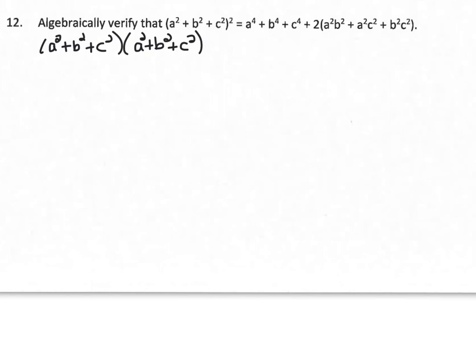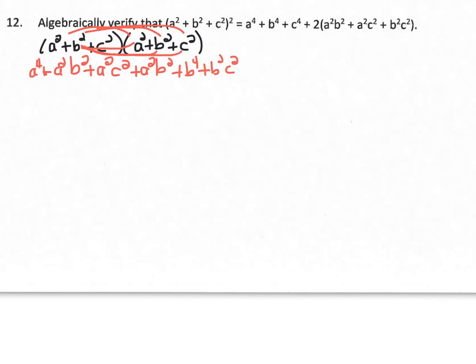So let me distribute the a squared to all 3 terms. So when I do that, a squared times a squared is a to the 4th. A squared times b squared is a squared b squared. And a squared times c squared is a squared c squared. Okay, now let me distribute my b squared to all 3 terms. So b squared times a squared, just write it alphabetically, is a squared b squared. B squared times b squared is b to the 4th. And b squared times c squared is b squared c squared.